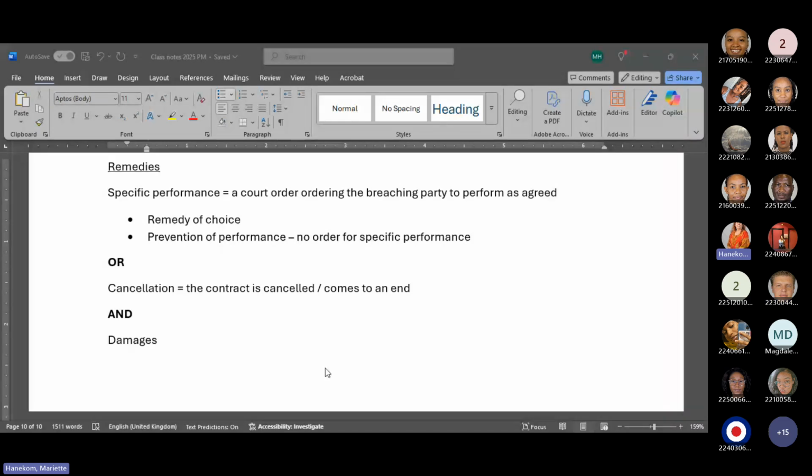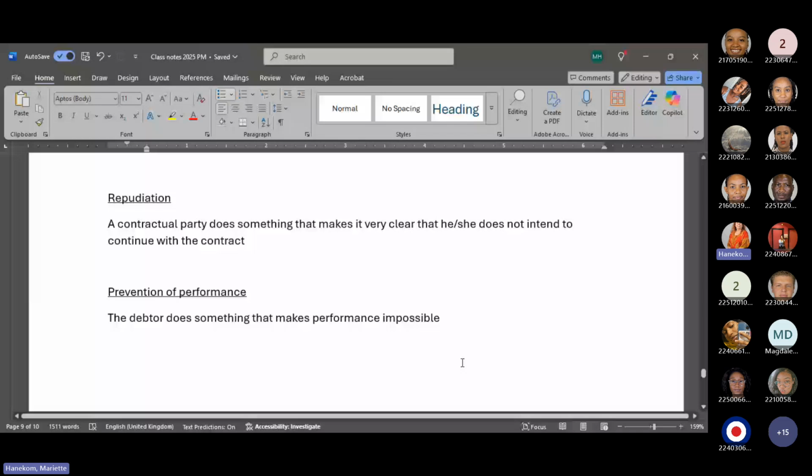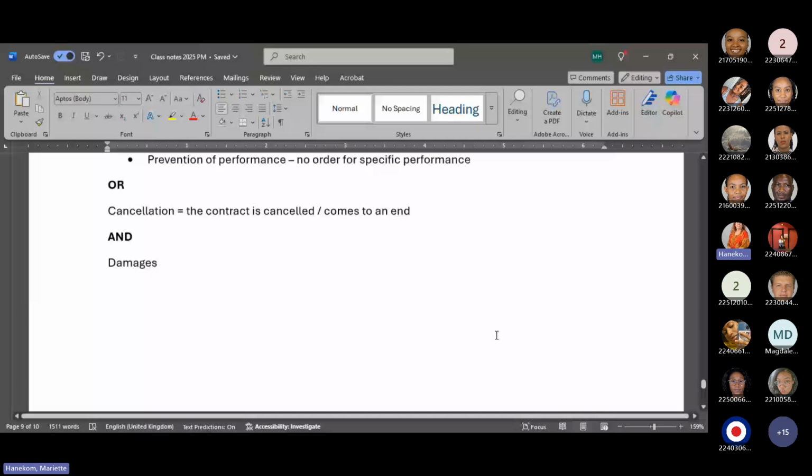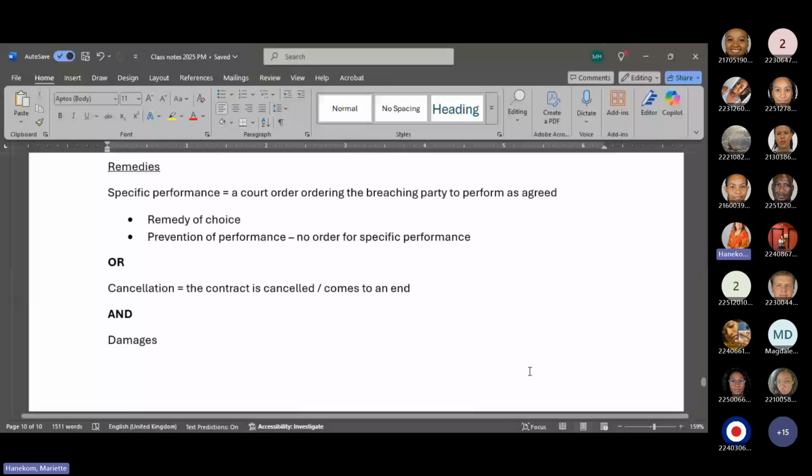Absolutely. Once again, not a difficult legal concept, just absolute logic. Prevention of performance: the debtor does something that makes performance impossible. If performance is impossible, it cannot be done. And no court will then give you an order saying, go and do something that can no longer be done. But otherwise, in most instances, the court will prefer specific performance.